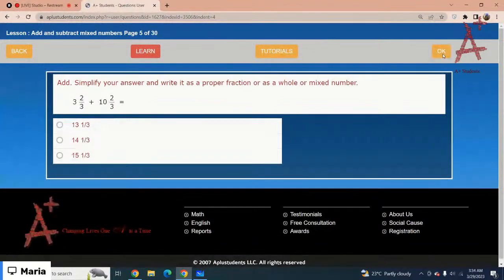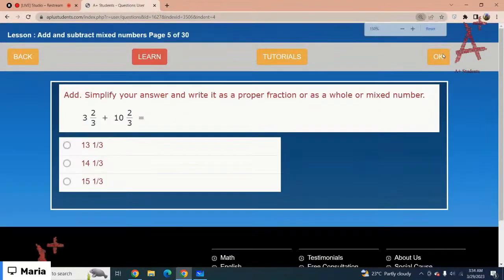Okay, the next one is 3 whole 2 by 3 plus 10 whole 2 by 3. So which is the correct option? 10 plus 3 is 13. 2 plus 2 is 4. It would be 13 whole 4 over 3, not 1 over 3. The correct option is 13 whole 4 over 3. 2 plus 2 makes 4. So the correct option is 15 whole 1 over 3.